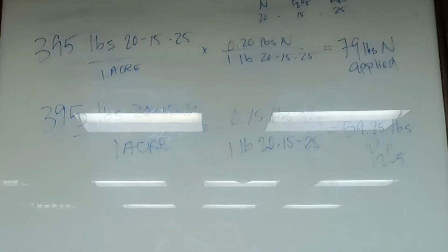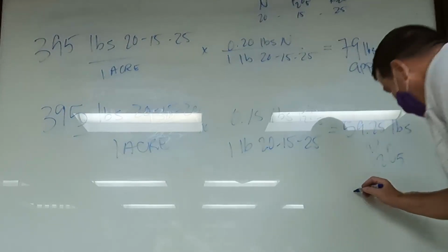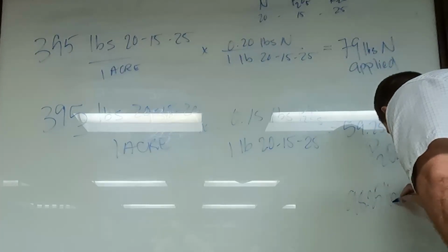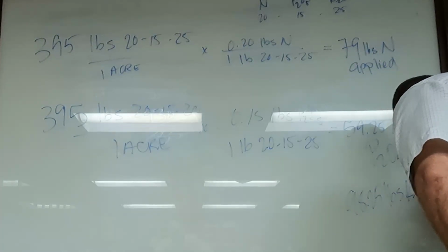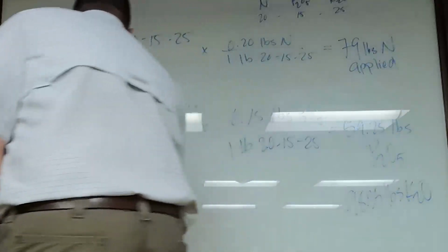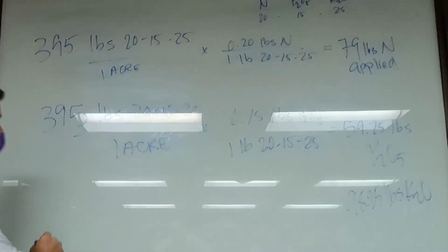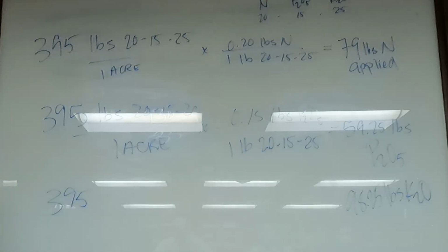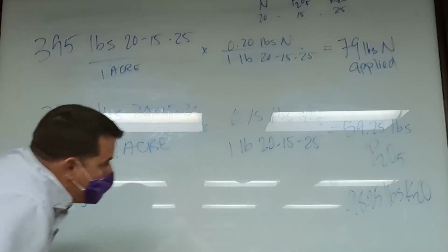So then how many pounds of K2O do we apply? And we put 98.25. K2O. That's very similar.